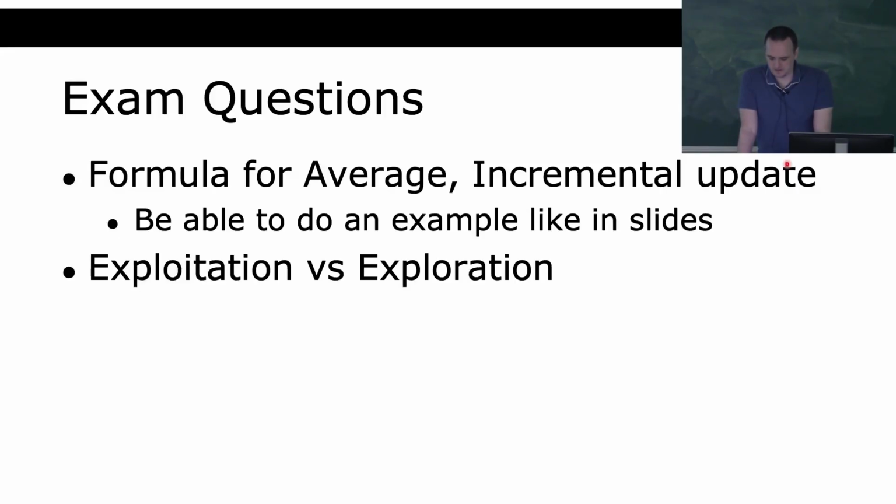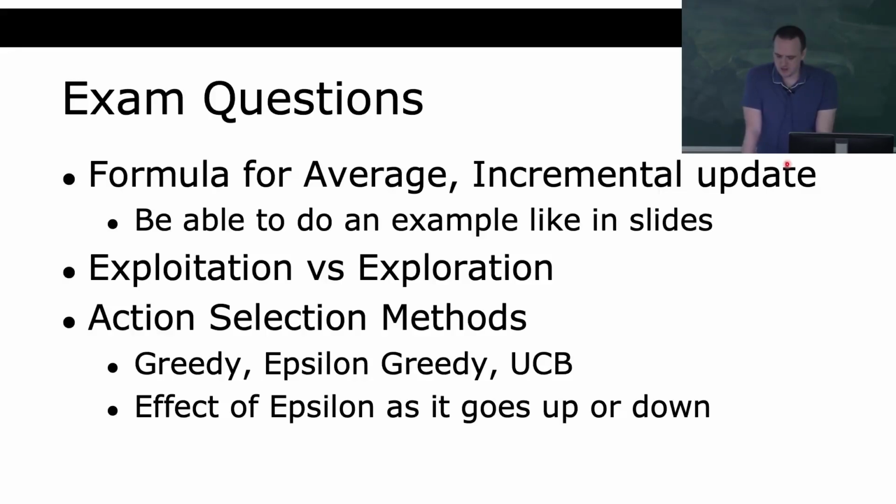Exploitation versus exploration: be able to define those things, be able to give real-world examples of those things, and be able to say how epsilon greedy helps with exploration versus exploitation. How does it help solve that problem? How does UCB do it? Action selection methods: greedy, epsilon greedy, UCB.